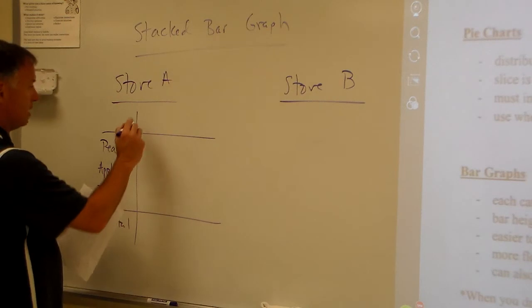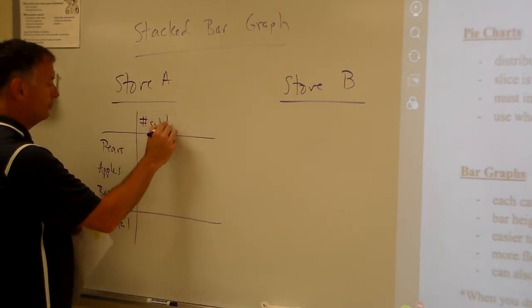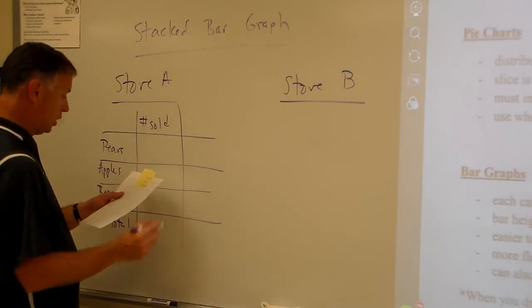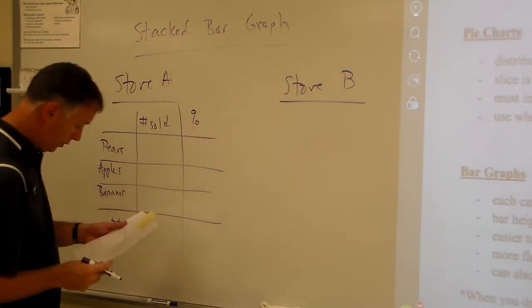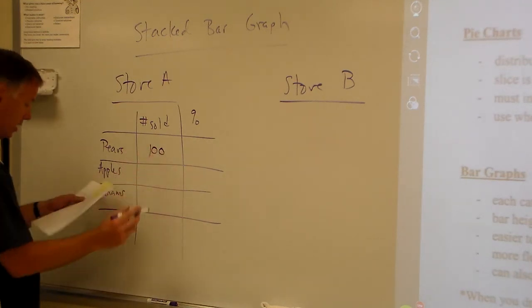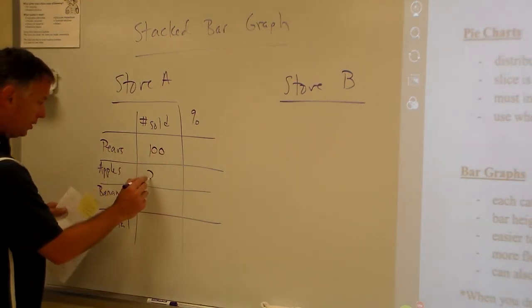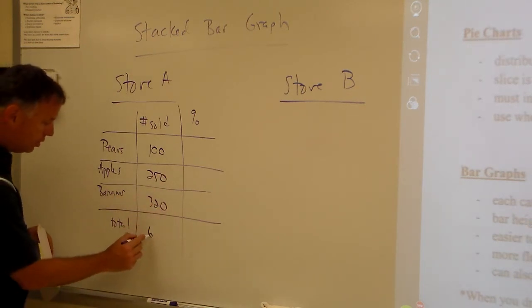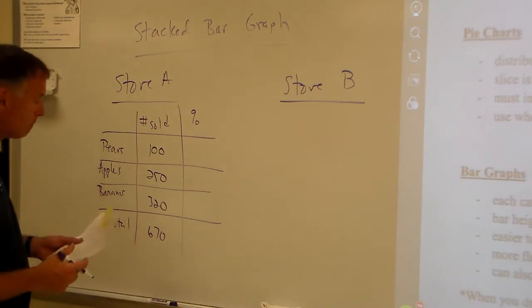Okay, and we're going to look at the number sold, and then the percentage. So the number sold of pears here was 100, this one was 250, and this one was 320. So that makes my total 670.